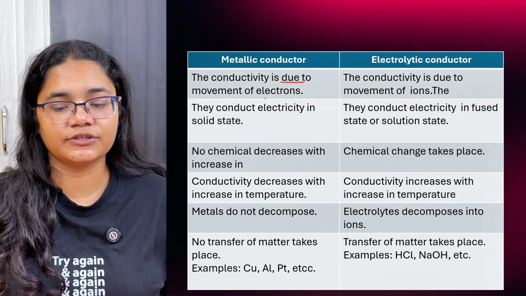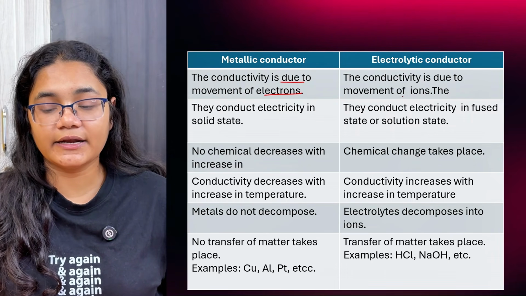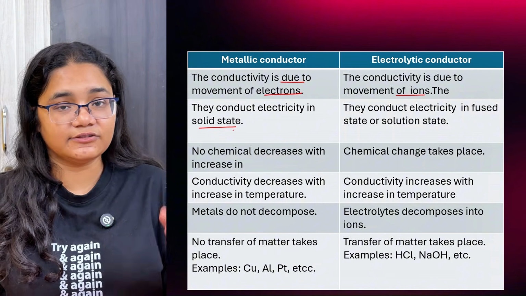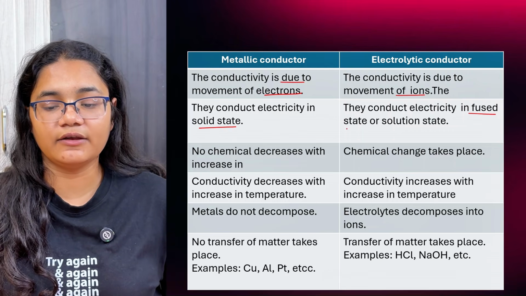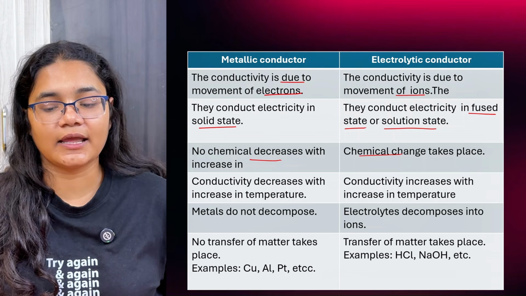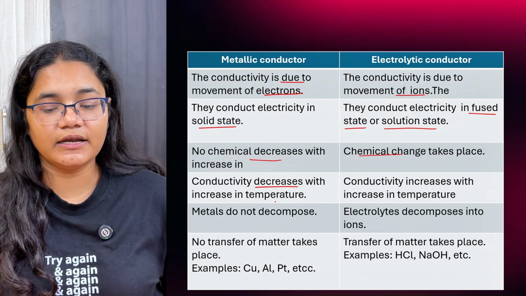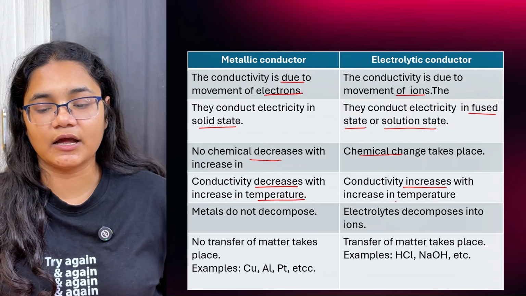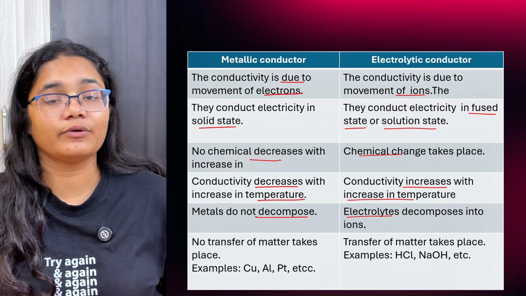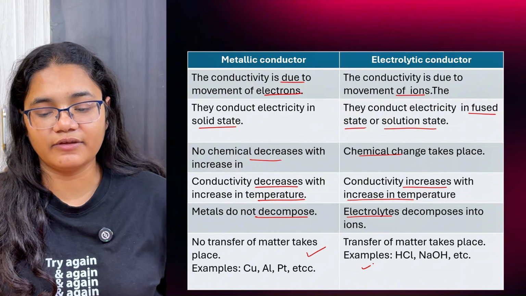So here the conduction is due to the movement of electrons. Here it is due to the movement of ions. Next, it can conduct electricity in solid state. Here it can conduct only in fused state or in the solution state. Here there is no chemical reaction. Here chemical reaction takes place. Conductivity decreases with increasing temperature. Conductivity increases with increasing temperature. Metals do not decompose, electrolytes decompose. And then here we have examples.